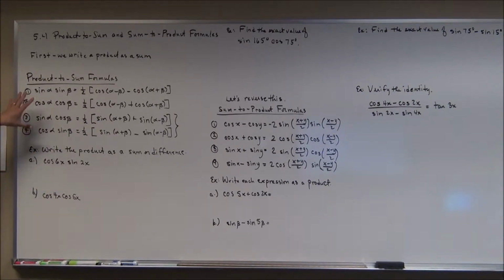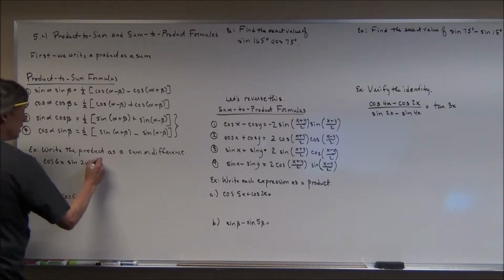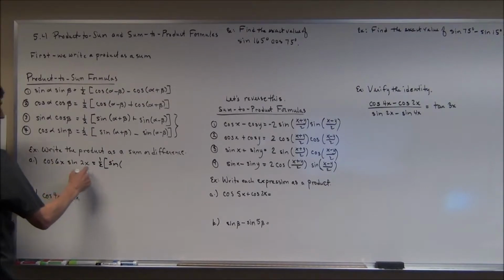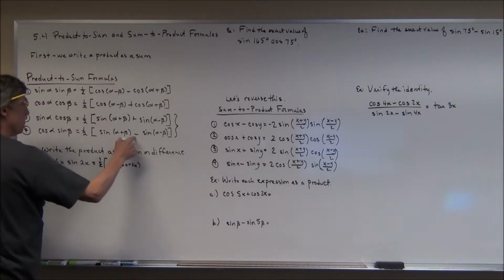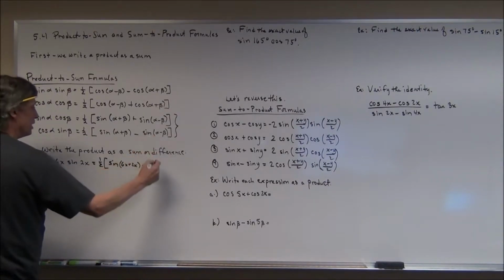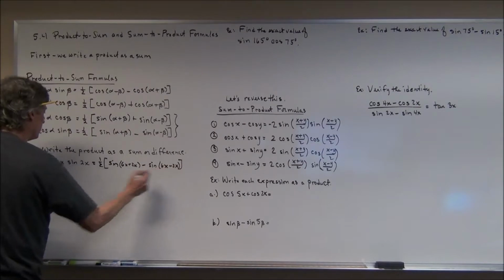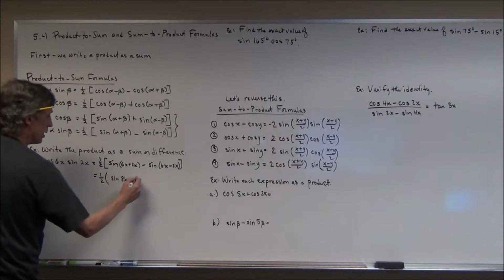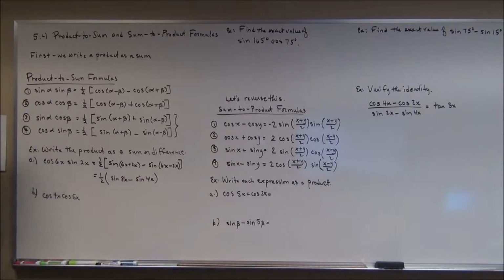So we're going to use a couple of these properties to simplify and rewrite these two products as a sum or a difference. The first one says cosine of 6x, sine of 2x. That looks like number 4 here. According to this formula, this would be my alpha, this would be my beta. This would be 1/2 times the quantity of the sine of alpha plus beta, 6x plus 2x, minus the sine of alpha minus beta, that'd be 6x minus 2x. Of course, this is 1/2 the quantity of the sine of 8x minus the sine of 4x. And if you want to distribute through by the half, you can. But there we have changed this product into a difference.